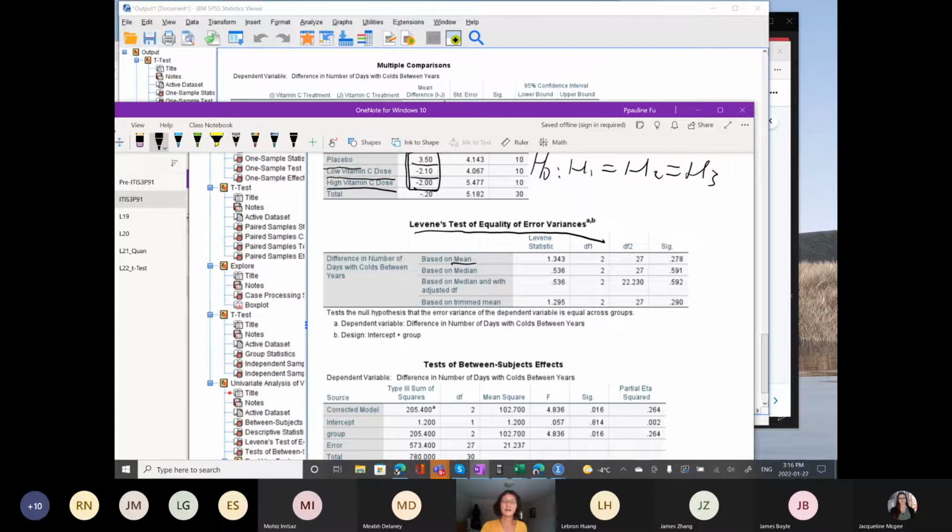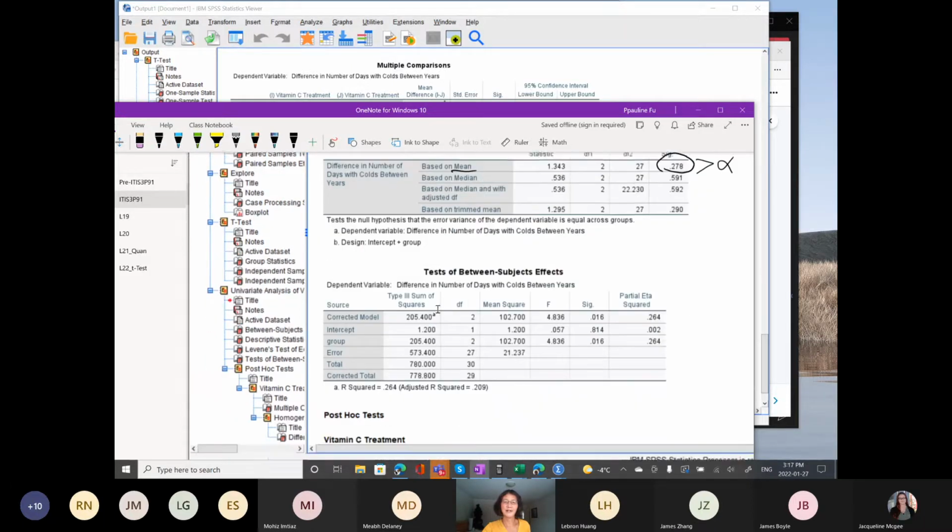If it is based on the mean, Levene's test p-value is 0.278. This p-value compared to alpha is greater than alpha. When the p-value is greater than alpha, equal variance is assumed. It is equal variance. Okay. So this is Levene's test.